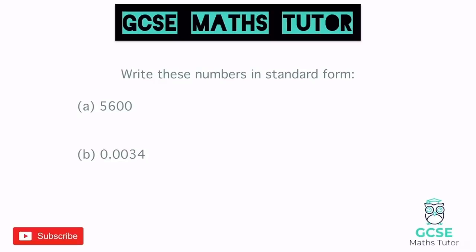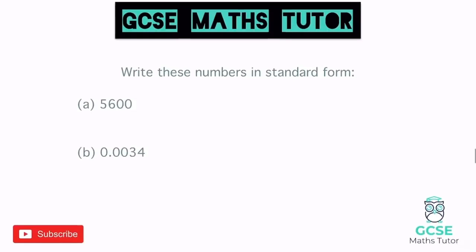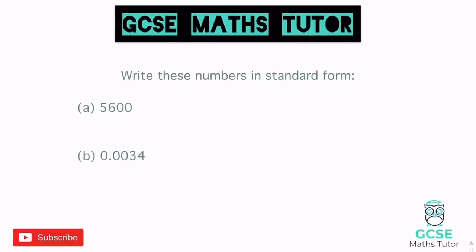We're going to make this a number between 1 and 10, times 10 to the power of however many jumps we have to do in whatever particular direction. So this number here, 5,600, I'm going to hop the decimal in between the 5 and the 6. So 1, 2, 3. So that becomes 5.6 times 10 to the power of, it's a big number there, it's not a 0-point number, so 10 to the power of 3.